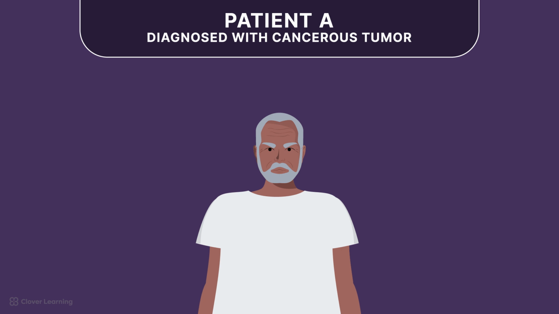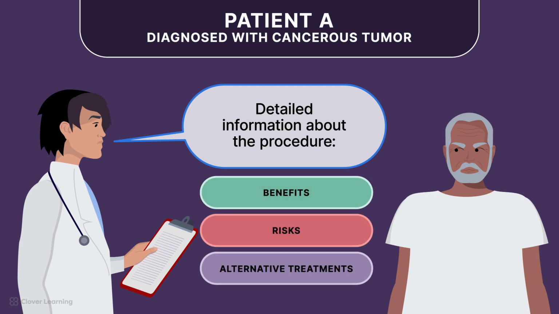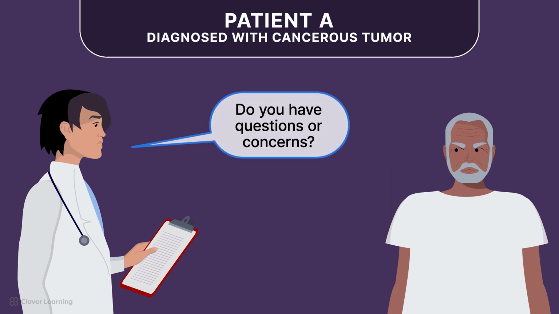For example, a patient has been diagnosed with a cancerous tumor that requires surgical removal. The tumor is in a location that makes the surgery complex, involving risks of significant blood loss and damage to nearby organs. In order to obtain informed consent, the surgeon must provide detailed information about the procedure in language the patient understands, including the benefits and risks of tumor removal, as well as any alternative treatments. Then, the surgeon should allow the patient to ask questions and should address any concerns the patient may have. This is a two-way conversation to ensure the patient fully understands the situation.